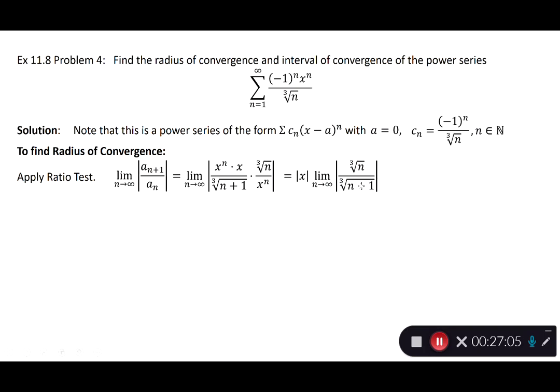Now what in the world is this limit equal to? How about this? In the denominator, let's ignore the plus 1 in favor of n, because n is going to infinity. Adding a 1 to it isn't going to make a difference. So just ignore that. So we have cube root of n over cube root of n, which is 1. So this limit is 1. Absolute value of x times 1 is equal to absolute value of x. Are we good so far?